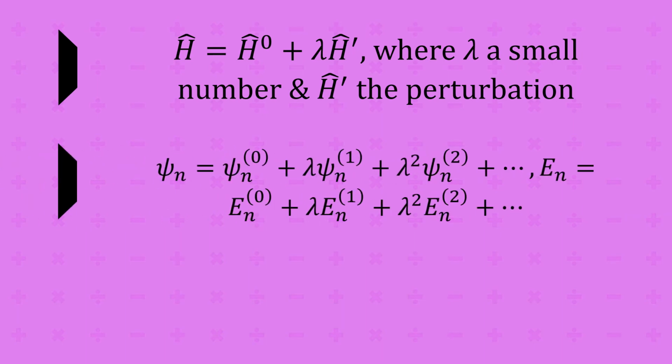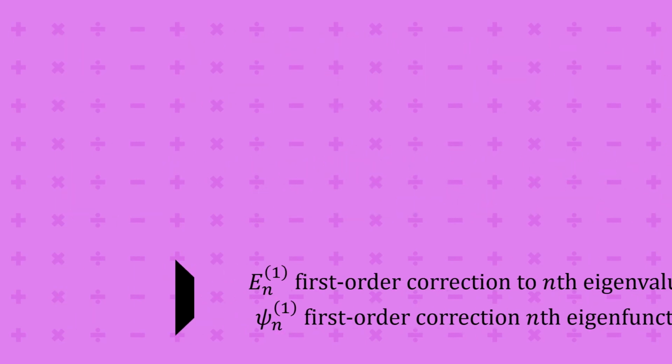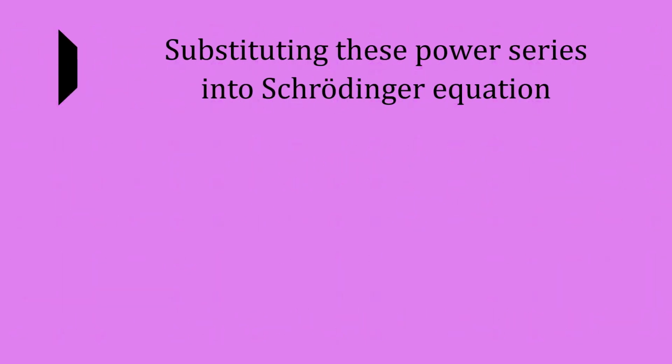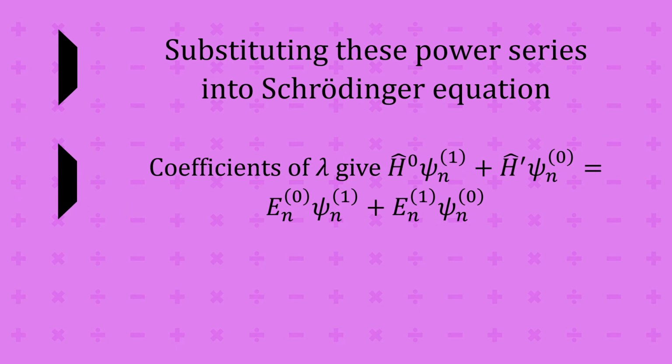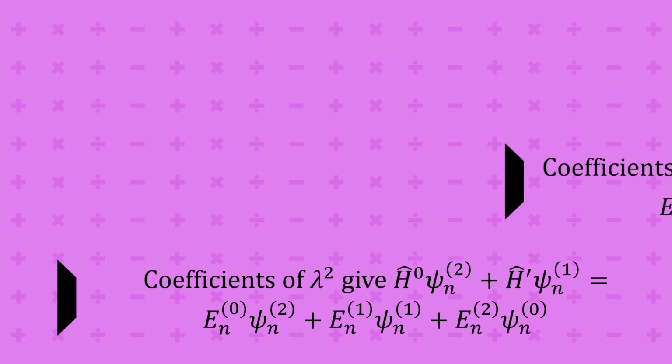Next, we write psi n and En as a power series in terms of lambda, where En1 is the first order correction to the nth eigenvalue and psi n1 is the first order correction to the nth eigenfunction. Substituting these power series into the Schrödinger equation, we find that the coefficients of lambda give this equation here, and the coefficients of lambda squared give this equation.